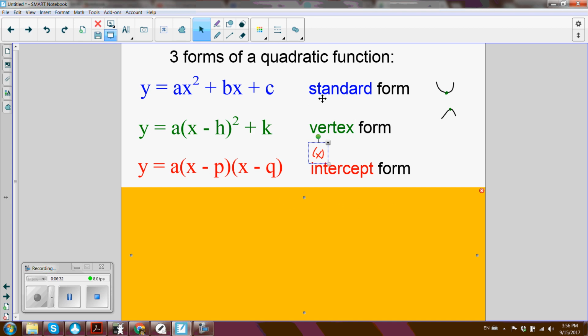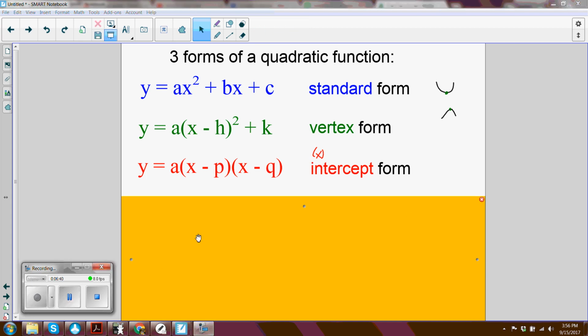So we've got standard form, vertex form, and intercept form, and each one is going to have its advantages and disadvantages. And I'll create a brief video explaining the advantages and disadvantages of each, and showing how you can use each of these three forms to create a graph of the quadratic function.